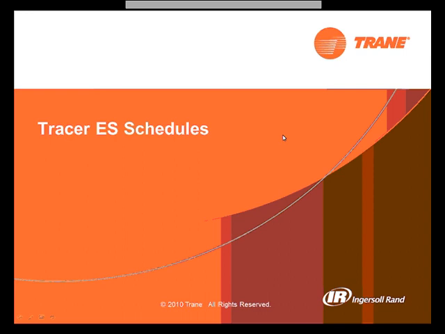The topic for today will be Tracer ES scheduling training, for a duration of about an hour. We're starting a little bit after 10 a.m. Central Time, which would be 8 a.m. Pacific Time. And the reason we're here is to give you the skills and confidence to work with the scheduling and the equipment at your stores using Tracer ES scheduling.